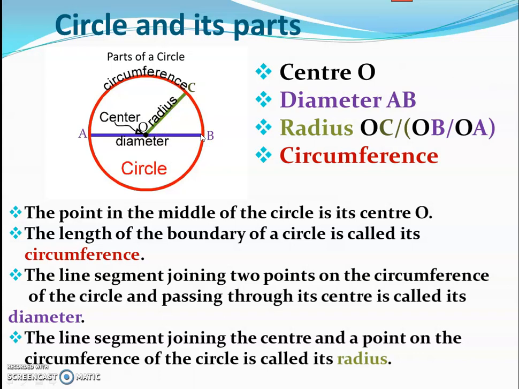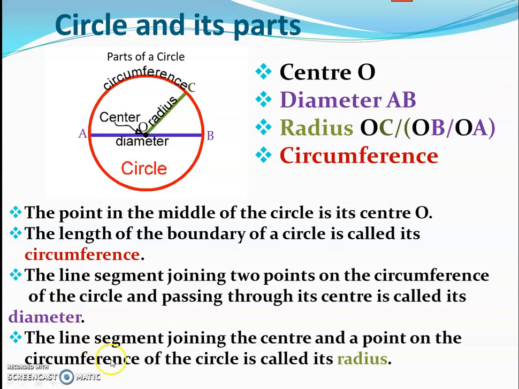The line segment joining the 2 points on the circumference, let it be A and B, but surely that line must pass through the center. That is very important. That is only our diameter. Otherwise it is called by some other name. That is chord, we say. That is not given for you this year. So when it passes through the center only, we say it is a diameter.